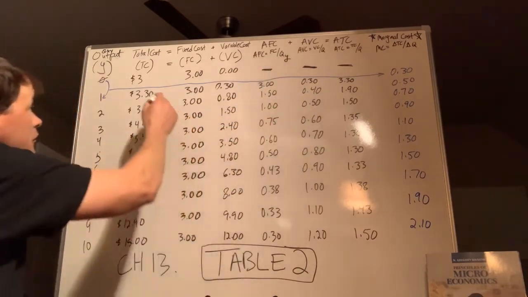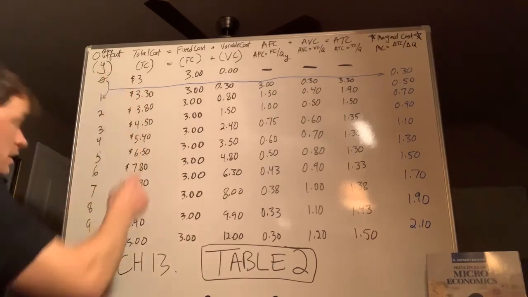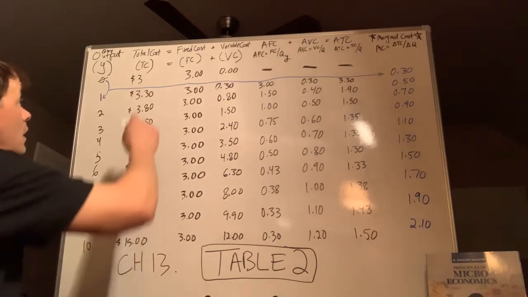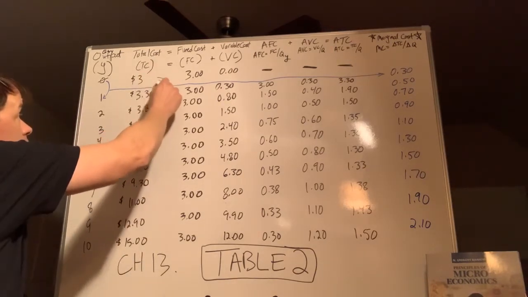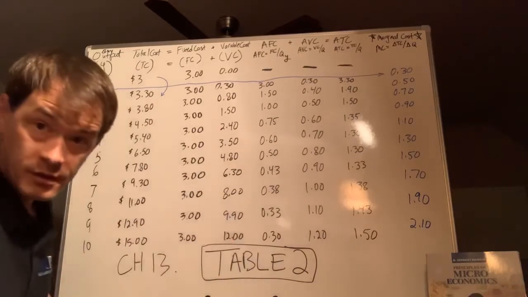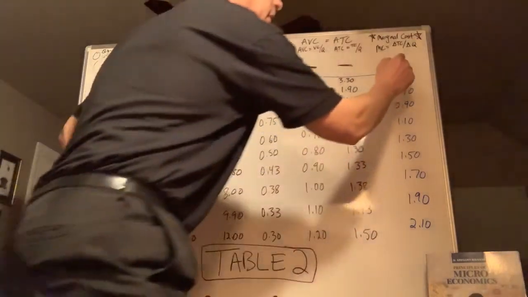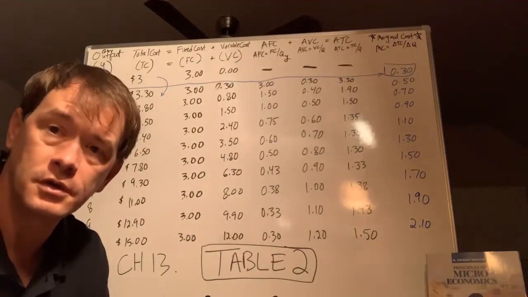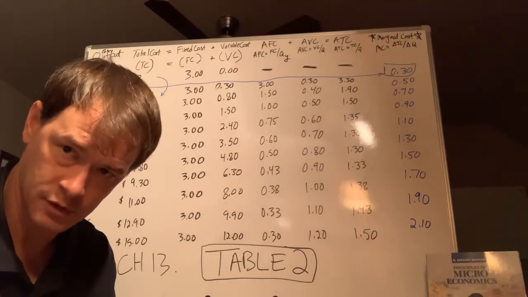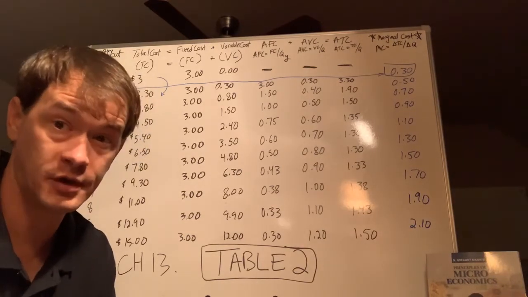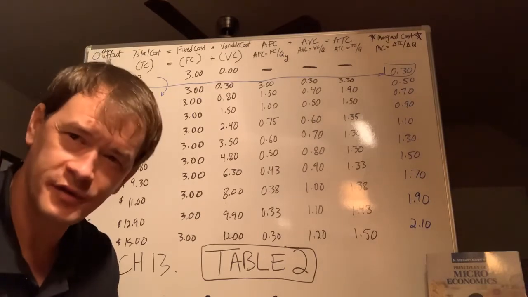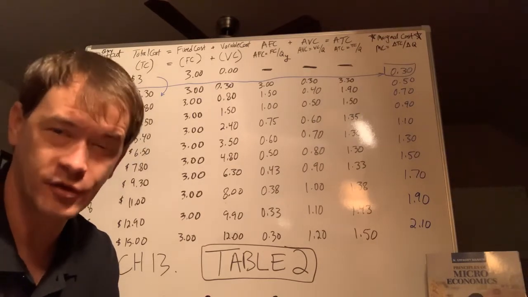So in going from 0 to 1 units, I went from a total cost of $3 to $3.30. Cost went up by 30 cents. So your marginal cost from going from 0 to 1, your total cost went from $3 to $3.30. The difference is 30 cents. That's marginal cost. Seems very simple, but it is incredibly elegant.